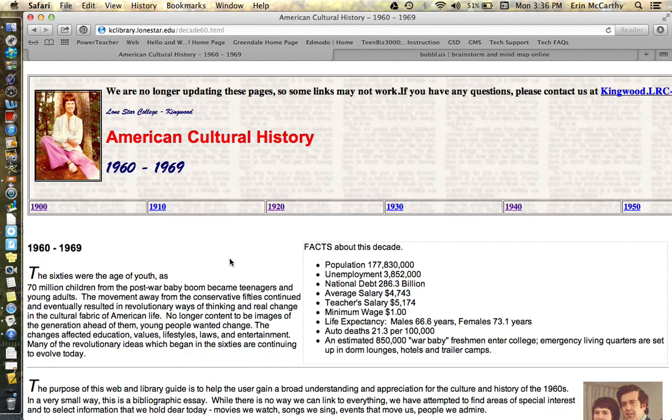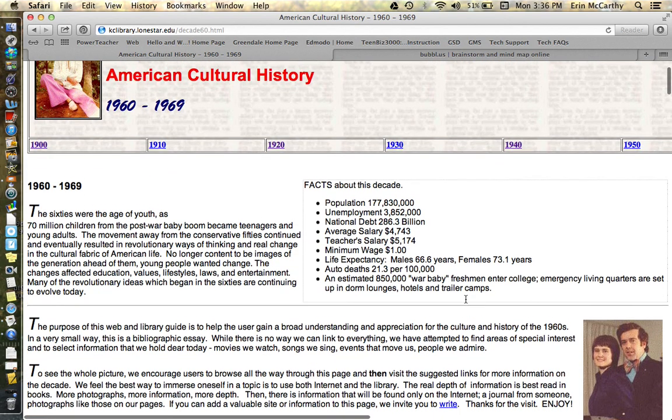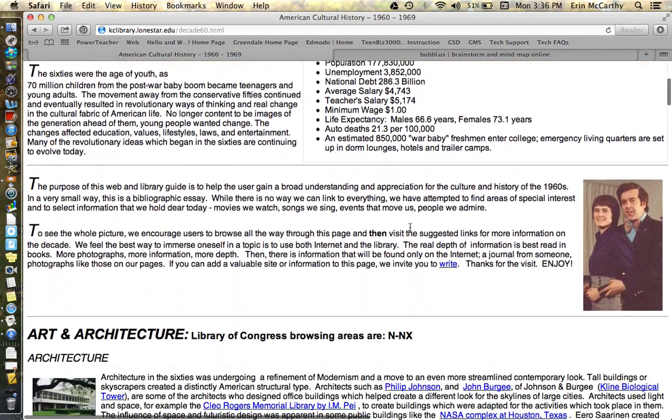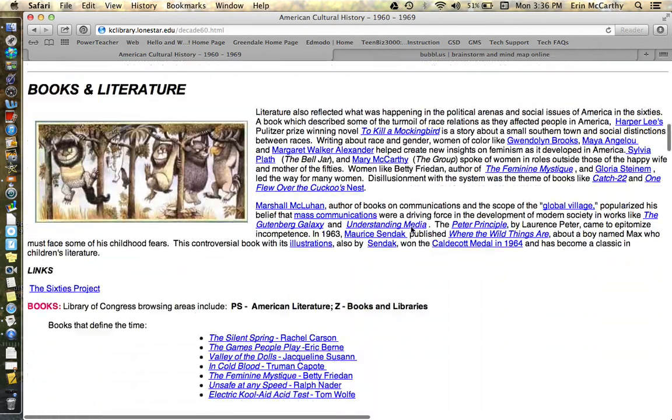So it's got information on the 1960s. When I want to fill in economics, I'm going to look at what the unemployment is. It doesn't have a rate here, but I'm sure I could find that. It looks pretty important. And it's pretty remarkable that the average salary was $4,000 a year, which sounds incredibly low to me, but I'm not really sure.